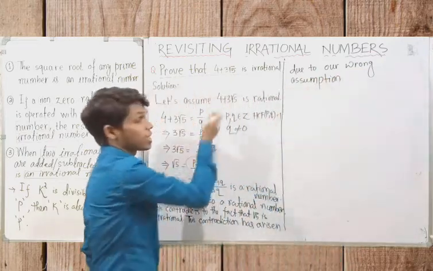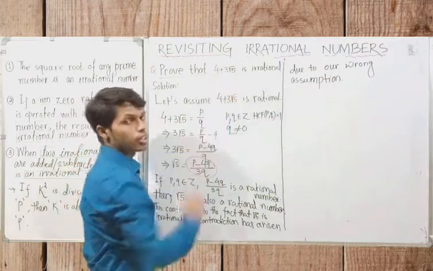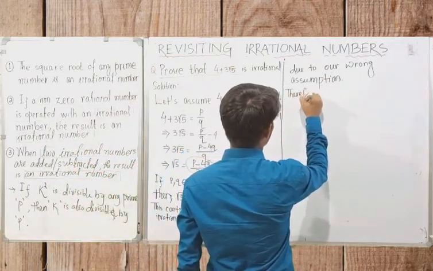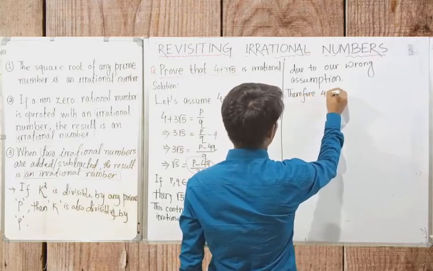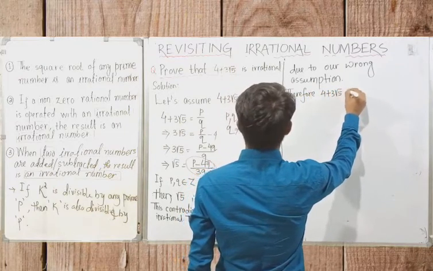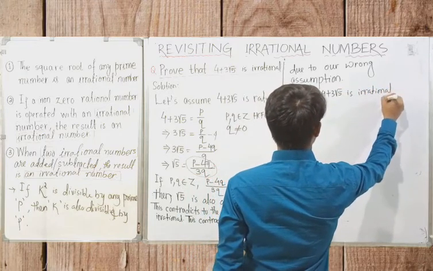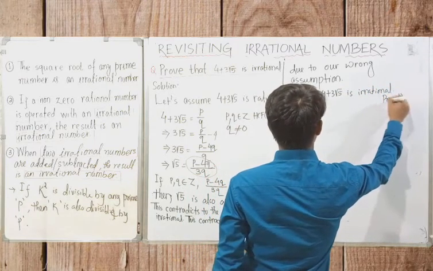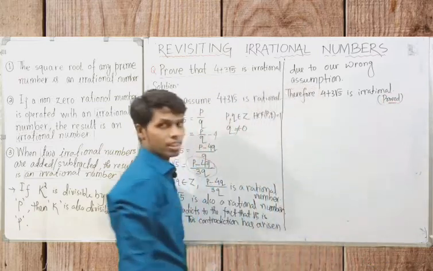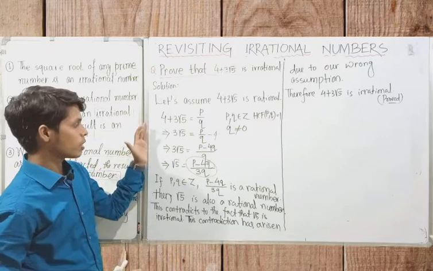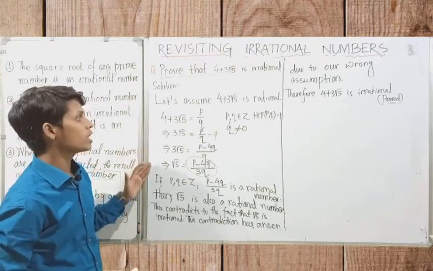And if our assumption is wrong, this one is true. So we'll write, therefore, 4 plus 3 root 5 is irrational. Okay, was it not simple? It is very simple. You just have to follow the steps. What's the concept here, what are the steps you need to follow always?